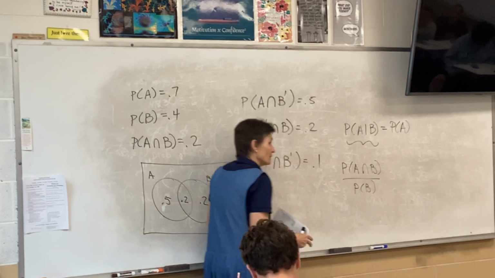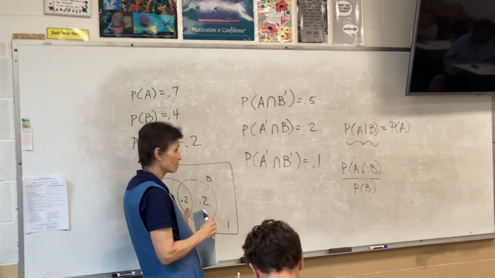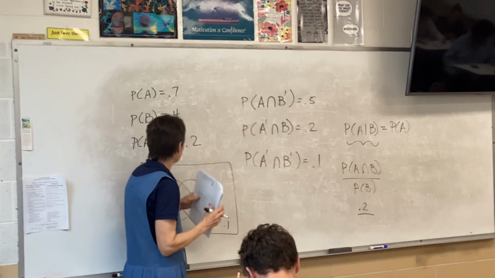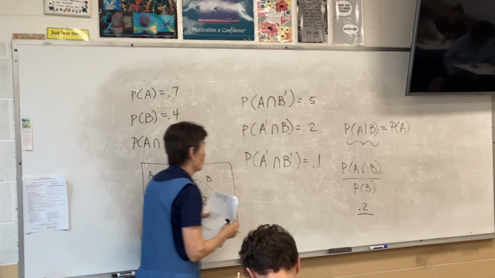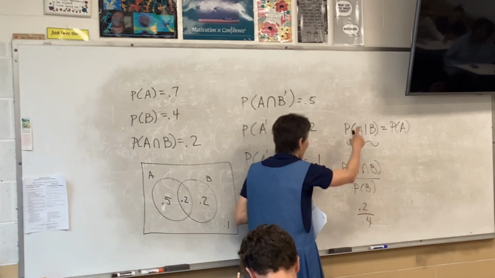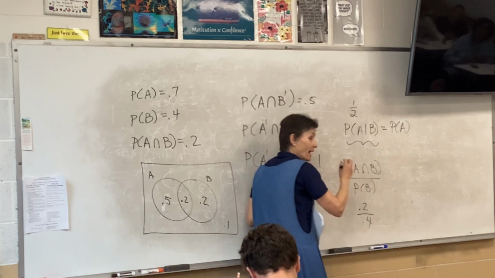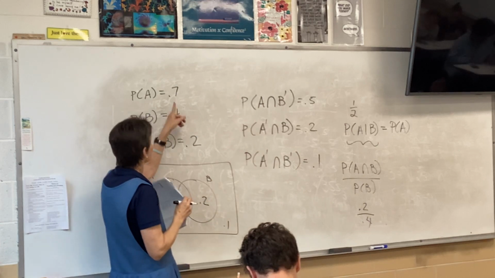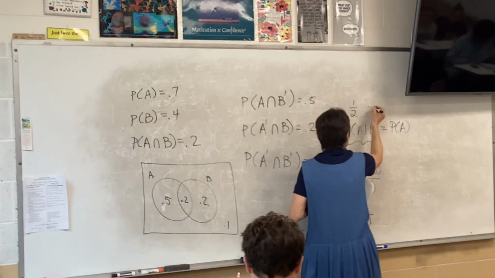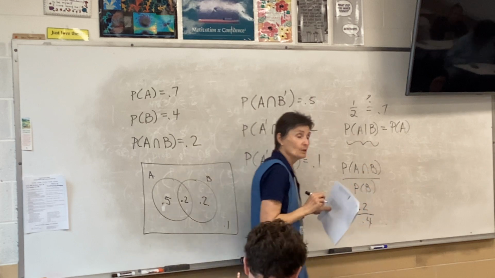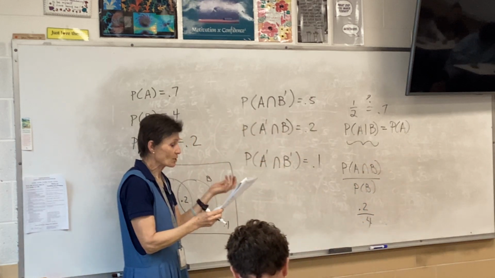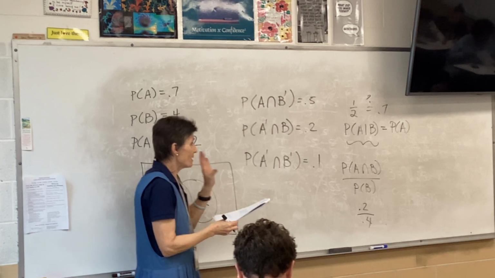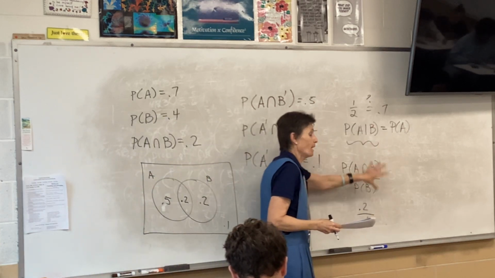All right, let's evaluate that. The probability of A and B is 0.2, and the probability of just B is 0.4. So this side of the equation is basically 1/2. Now, what's the probability of A? 0.7. Are they equal? No. So therefore, these events are not independent events. But again, this is good practice for us to do.